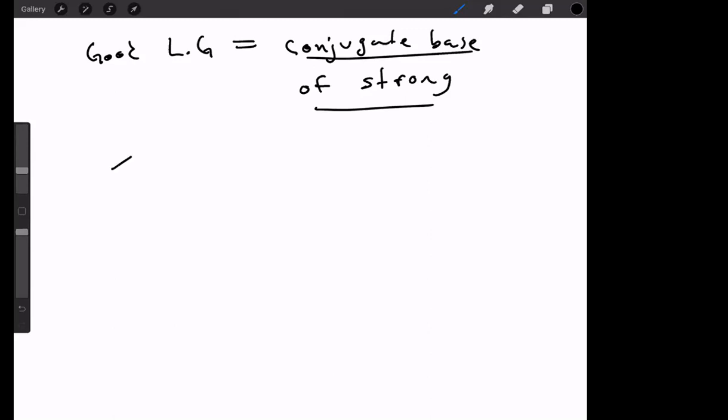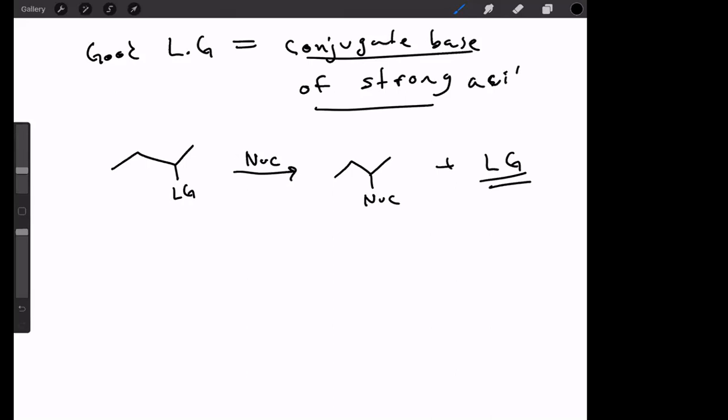And if I have something on a substrate that is a good leaving group, then when it leaves and a nucleophile replaces it, it's going to be stable. So a good leaving group would be a conjugate base of a strong acid. That way we would understand that it's a good leaving group. It's going to be stable that way because it's alone. So what are some of the conjugate bases of strong acids?